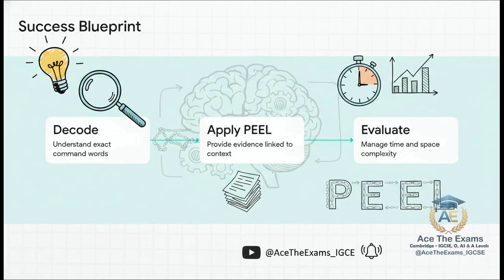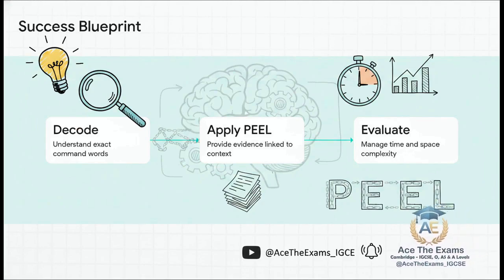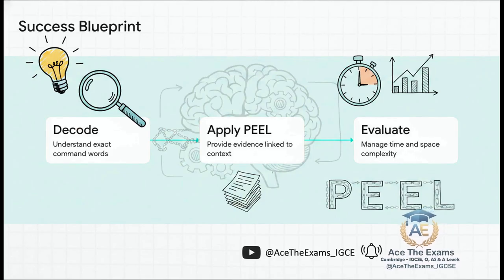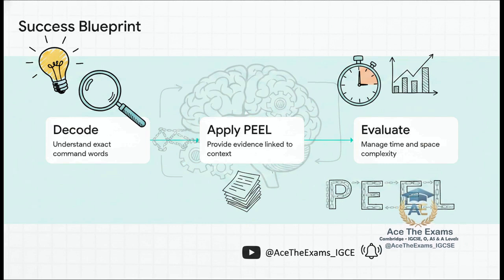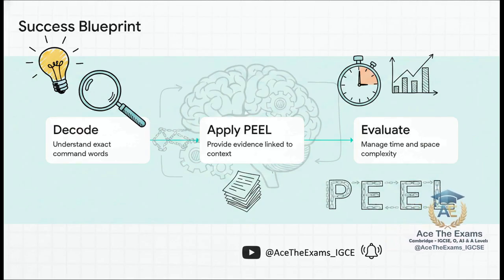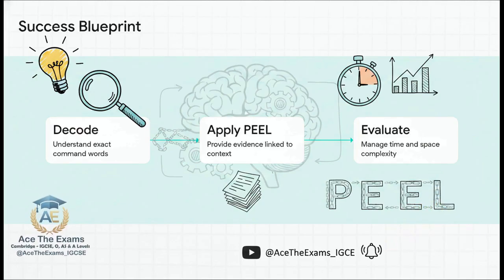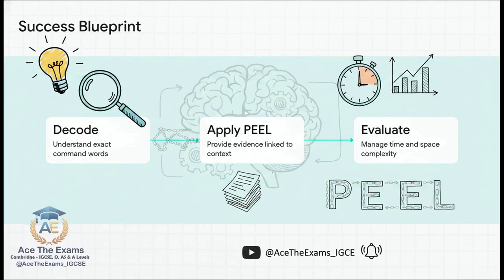Okay, let's recap everything into the ultimate computer science success blueprint. To dominate the 9618 algorithm questions or any Cambridge CS syllabus, you must follow these 3 rules. First, command word decoding. Know exactly what the examiner is asking before you write a single word. Second, Peel framework application. Structure your process clearly, providing evidence and linking it to the context so you get those method marks. Third, the time management matrix. Evaluate your solutions based on time, space, and boundary conditions.